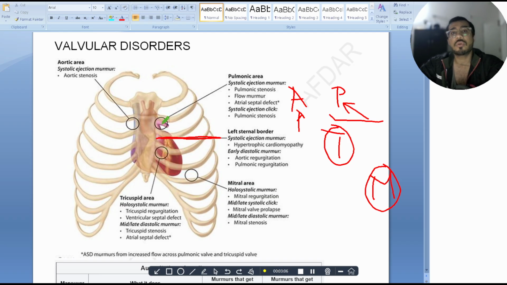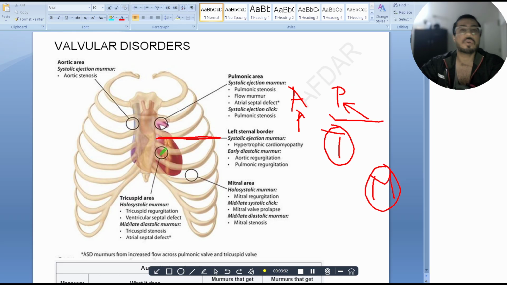So ASD would be heard at pulmonic area as well as the tricuspid area, whereas the VSD would just be heard at the tricuspid area. So we'll give that line another go. A, P, A and P regurg, T, M, ASD, ASD, VSD. So just remember this line, and it's gonna make everything easy for you. Other than that, it's just the specific areas.